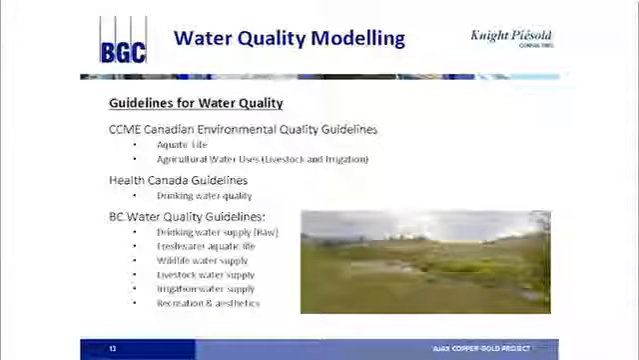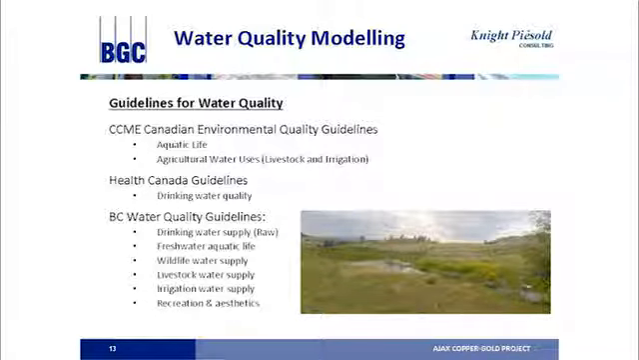In terms of guidelines that are out there for assessing water quality, there's the Canadian Council of Ministers of the Environment, Canadian Environmental Quality Guidelines that apply to, or can be applied to, aquatic life and agricultural water uses for looking at screening level effects on livestock and irrigation. There's Health Canada guidelines for drinking water quality, and there's BC Water Quality Guidelines for drinking water supply, for raw water, for aquatics, for wildlife, for livestock, for irrigation, and even for recreation and aesthetics, the water that you're swimming in down at Kamloops Lake if you go there.